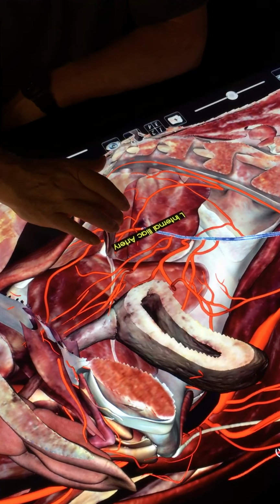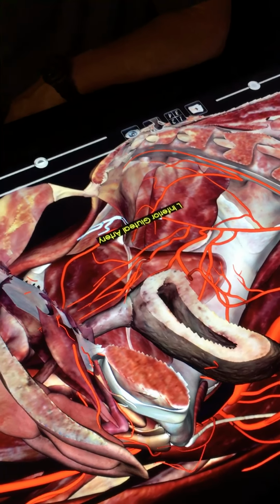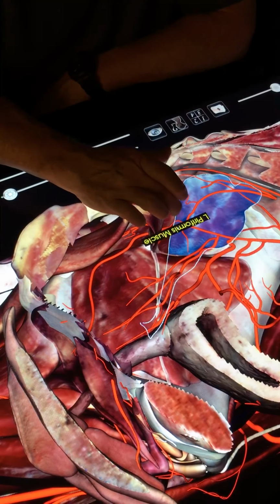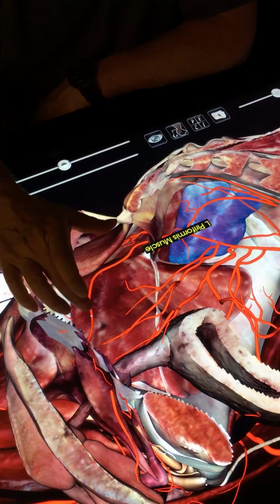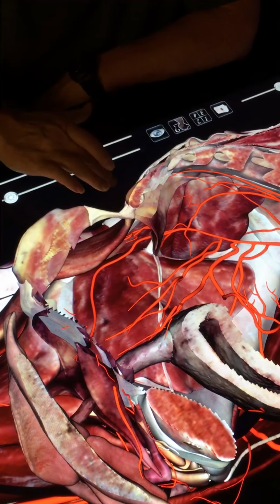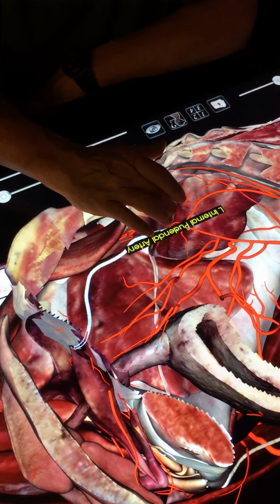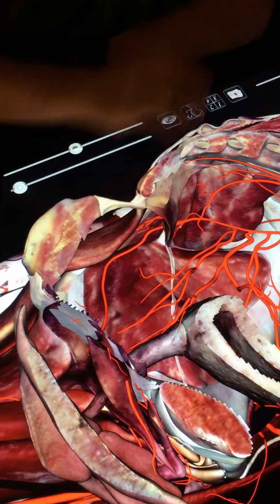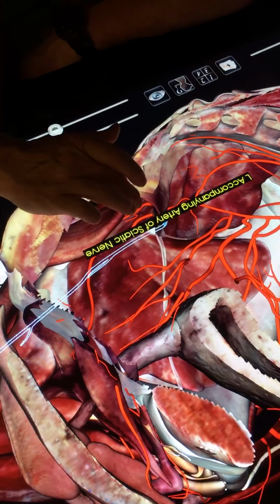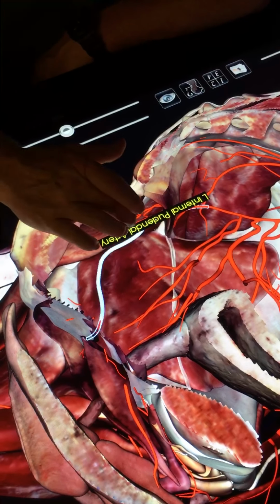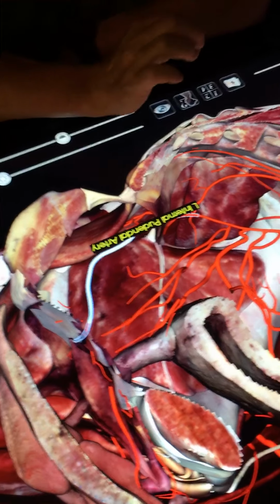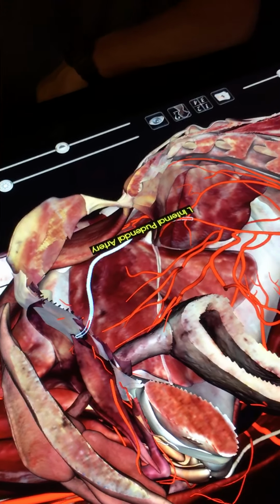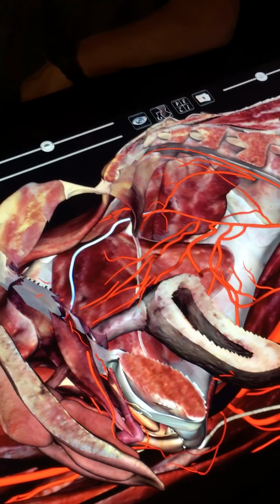Then this internal iliac artery continues down into the pelvis and gives us the inferior gluteal artery right here. And then we have the internal pudendal artery, which exits between the sacrotuberous and sacrospinous ligaments through Alcock's canal and accompanies the internal pudendal nerve.